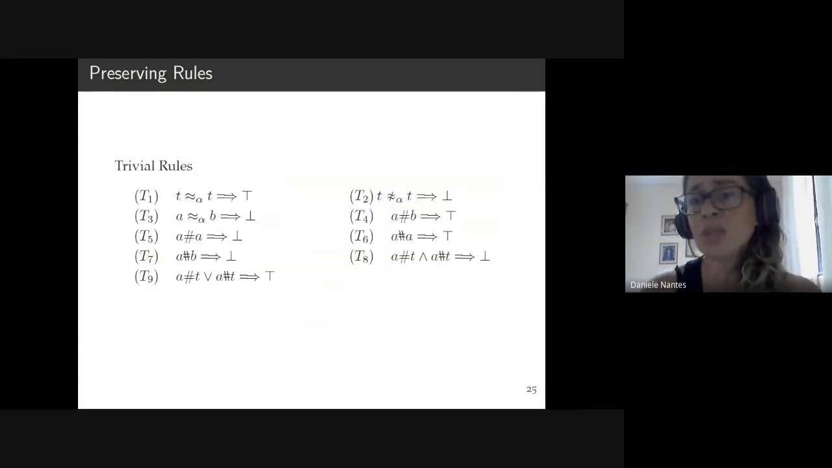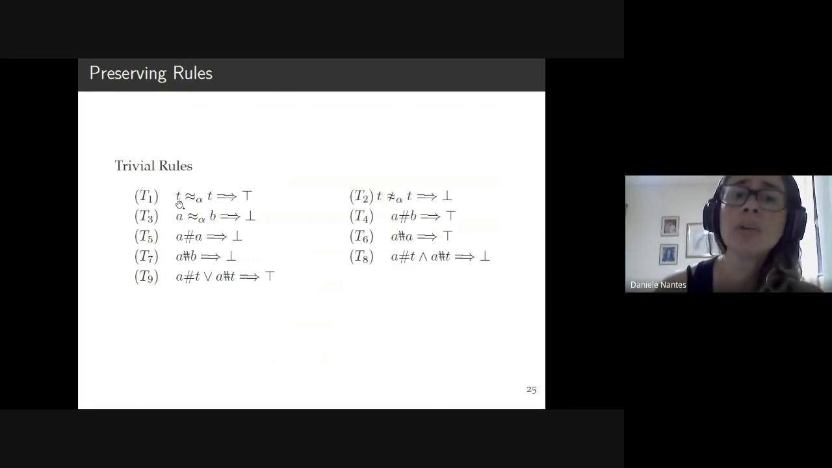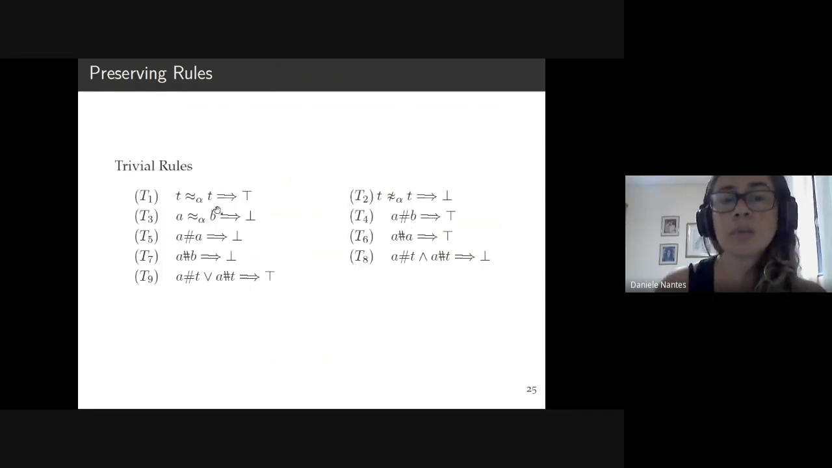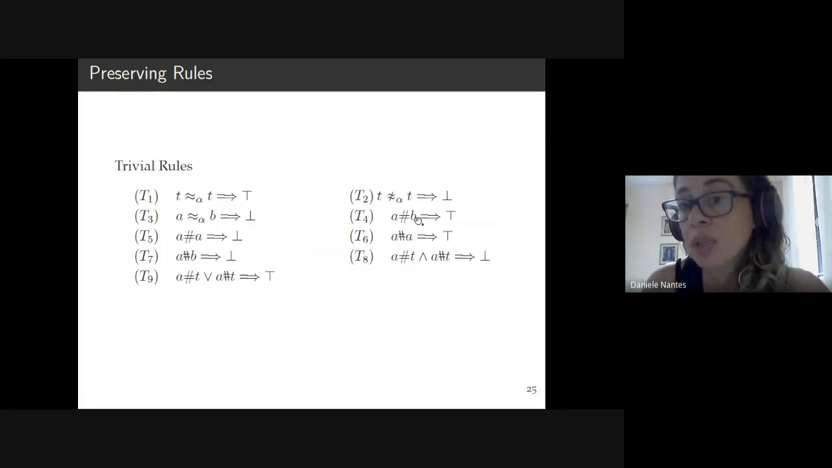So we have these trivial rules. These rules are easy. Whenever you have a term equal to the same term, you reduce to true. If the same term is different from the term, you reduce to false. This is a convention, the nominal convention: two different names represent different atoms. So an atom A cannot be equal to an atom B, and A is always fresh for B because A is not occurring free in B.